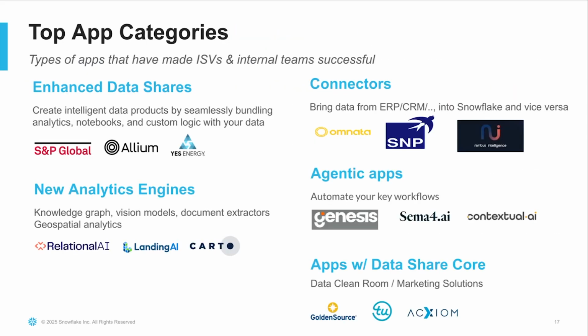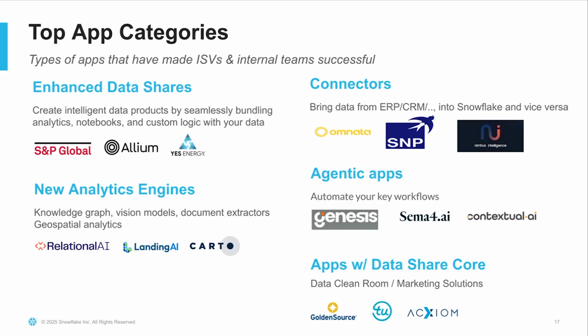Here are some categories of apps that have been very successful. This is just a set of examples, three for each of the five categories, but it might help you think about all kinds of interesting things that you could build. First one is actually the new one, enhanced data shares. S&P Global has financial data. Allium has additional valuable data. Yes Energy has energy related data. And these ISVs are creating data products where they combine that data with notebooks and Streamlit apps and really highlight the power of that data.